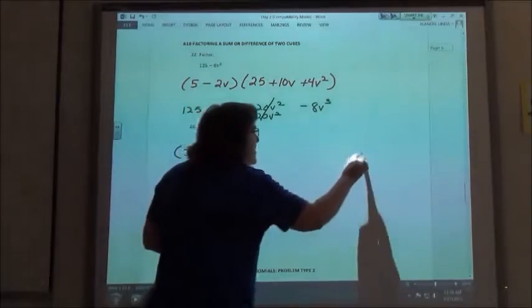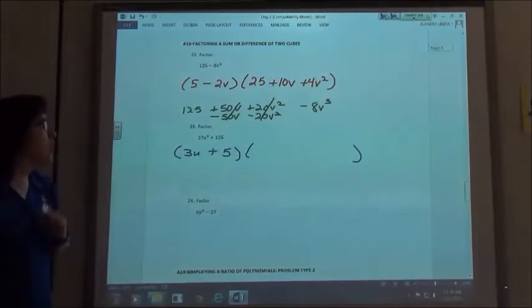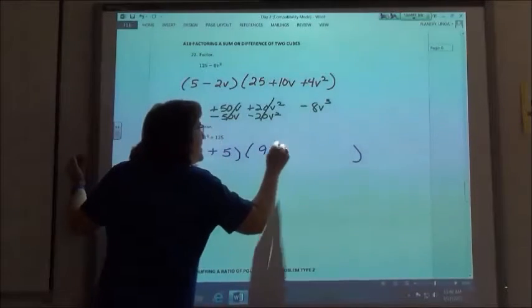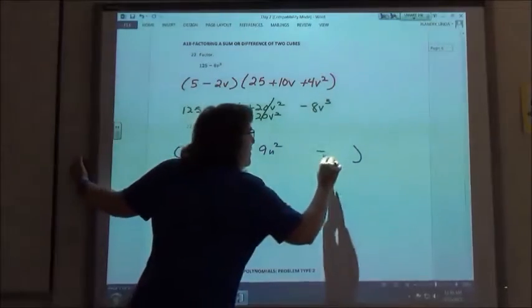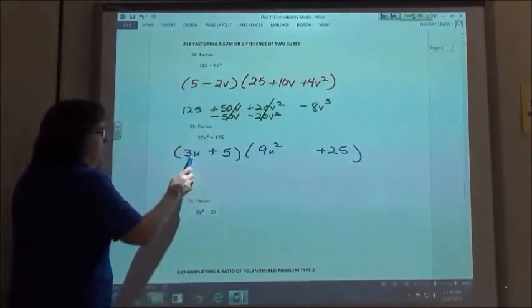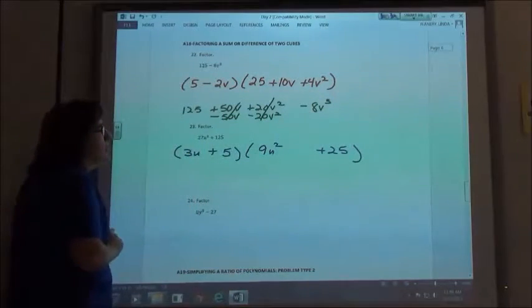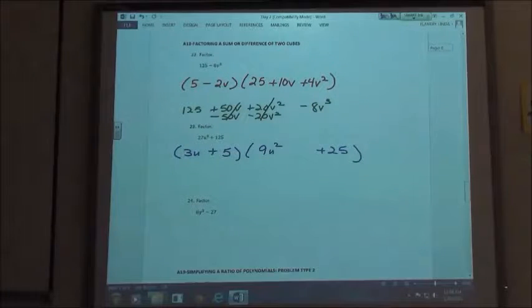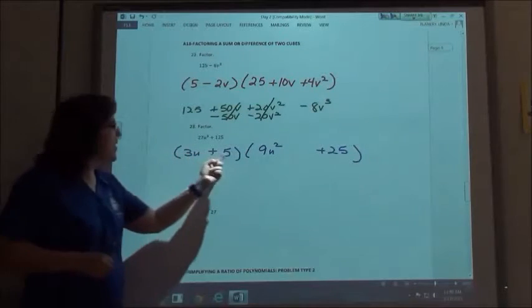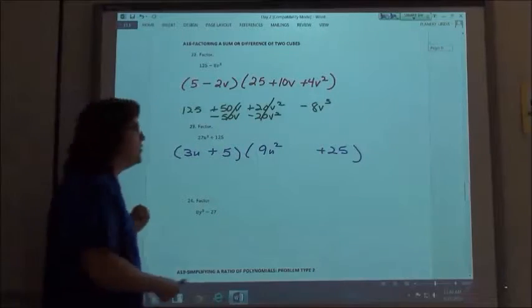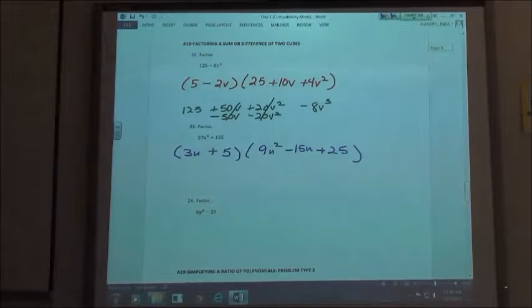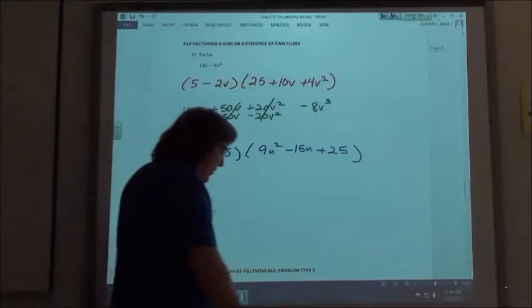Second set of parentheses. The first and the last, we're going to square each of those. So squaring that, 3u times 3u, 9u to the second. Squaring 5, positive 25. So 3u times 9u is 27u to the third. 5 times 25 is 125. Middle term cancels stuff out. I multiply this together, which is 15u. I do the opposite. So minus 15u is what goes in the middle of my expression. So 3u plus 5 times 9u squared minus 15u plus 25.